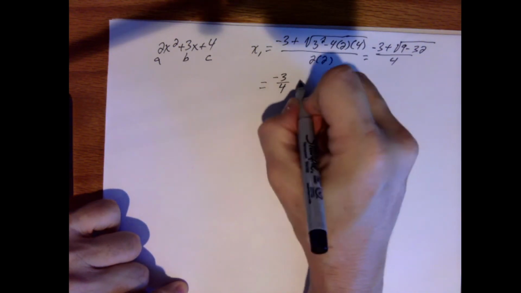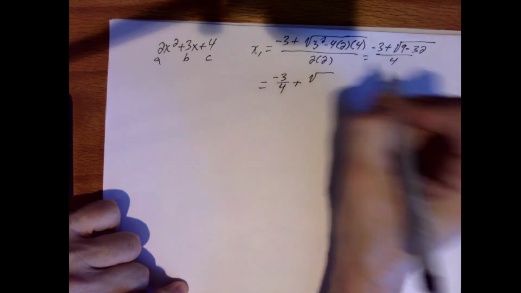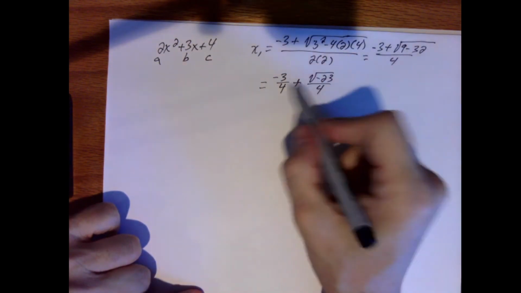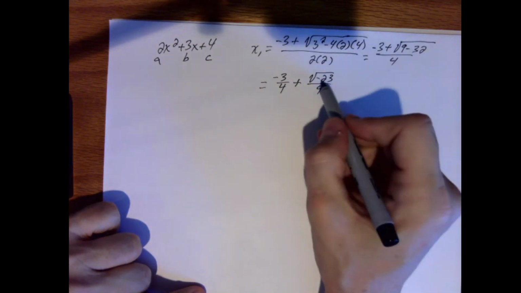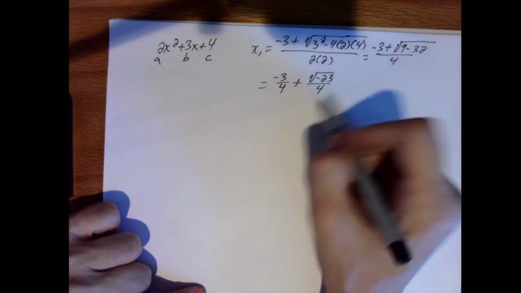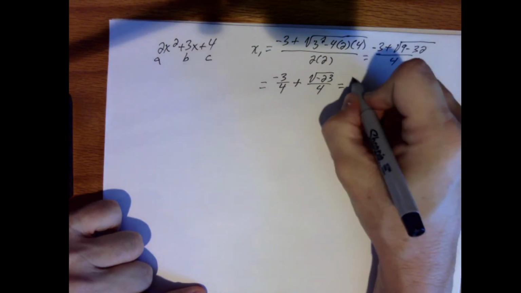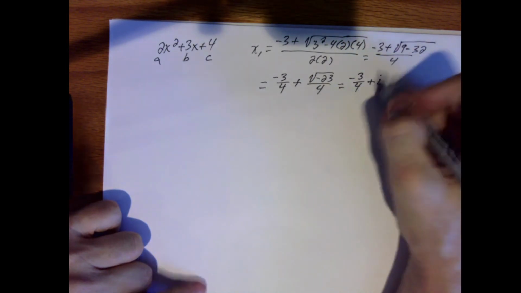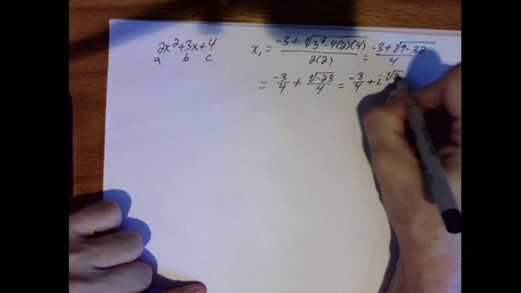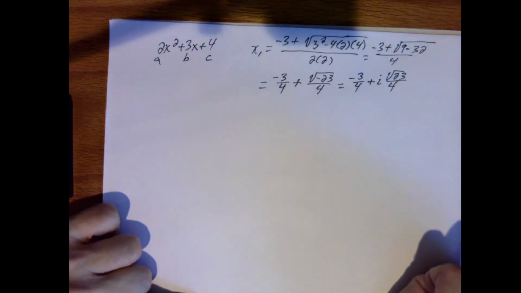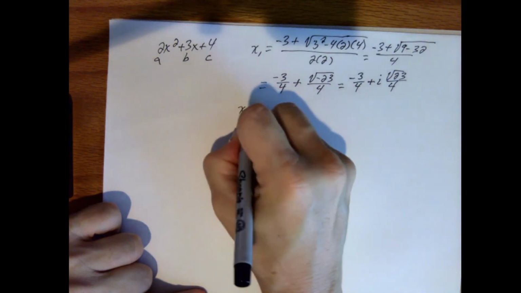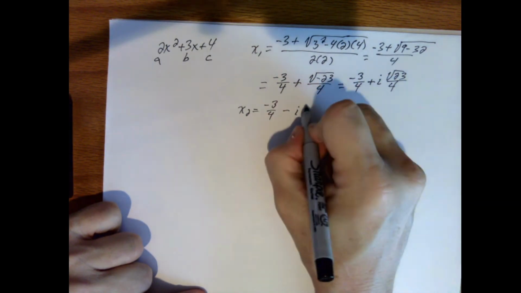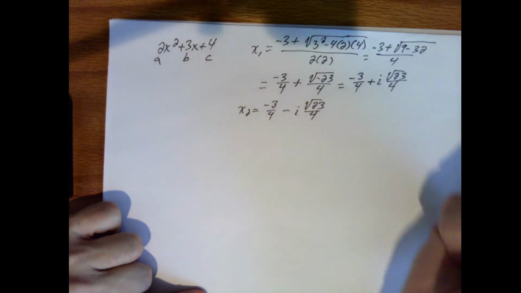minus 3/4 plus square root of minus 23 divided by 4. And I'm separating these out because I already see where this is heading, which is I'm going to have to find square root of negative 23, which means I'm going to have an imaginary number. And so this is equal to minus 3/4 plus I, or j, if that's what you're used to, square root of 23 over 4. Which means now that x2 is equal to minus 3/4 minus I square root of 23 over 4.